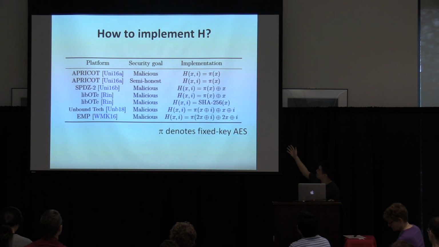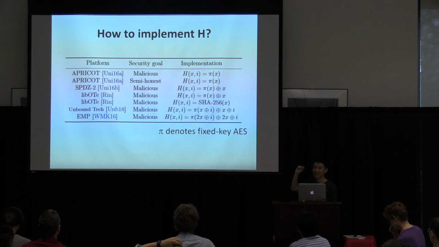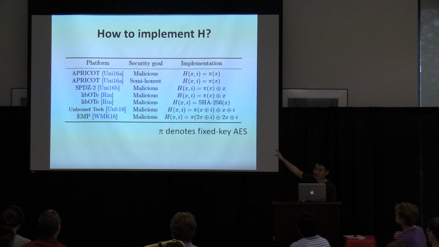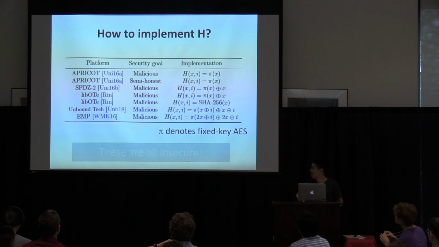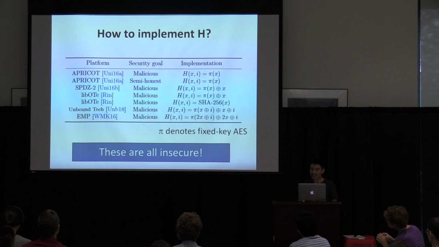And there are people who are more concerned about security and use a hash function, but they forget to put I inside of the hash function. And even our own EMP actually suffers from the attack, in the sense that we used some fixed key construction. Obviously, all of them are insecure.